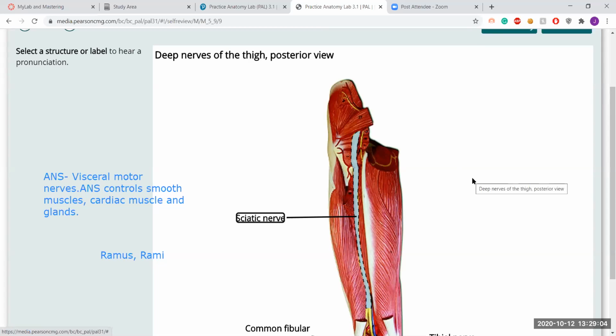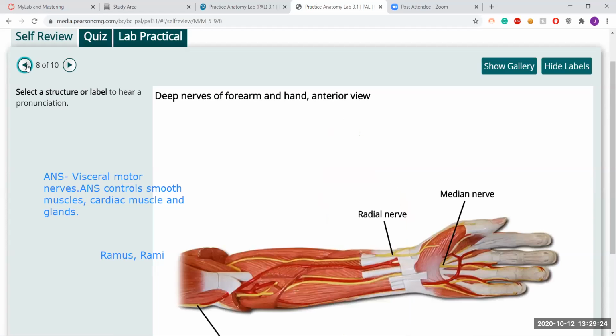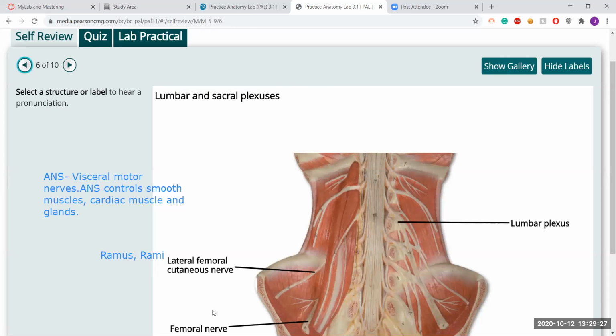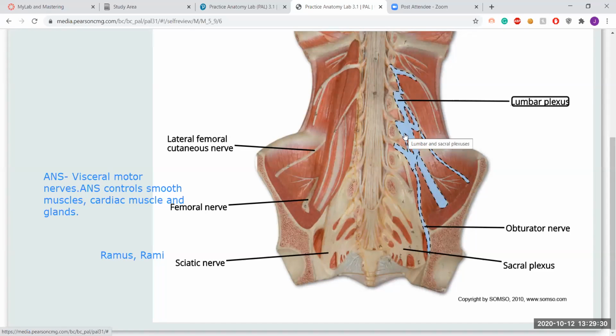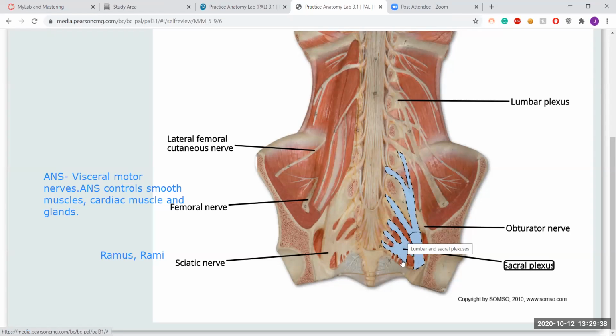So sciatic nerve is the branch of which plexus? Cervical plexus, brachial plexus, lumbar plexus, or sacral plexus? Lumbar. Sacral plexus. Let's see here. Go back and check it. You see, this is the lumbar plexus. Lumbar is in the abdomen region, okay? And then here is sacral plexus. This plexus comes down and that becomes sciatic nerve. You see here, sacral plexus here, sciatic nerve here.